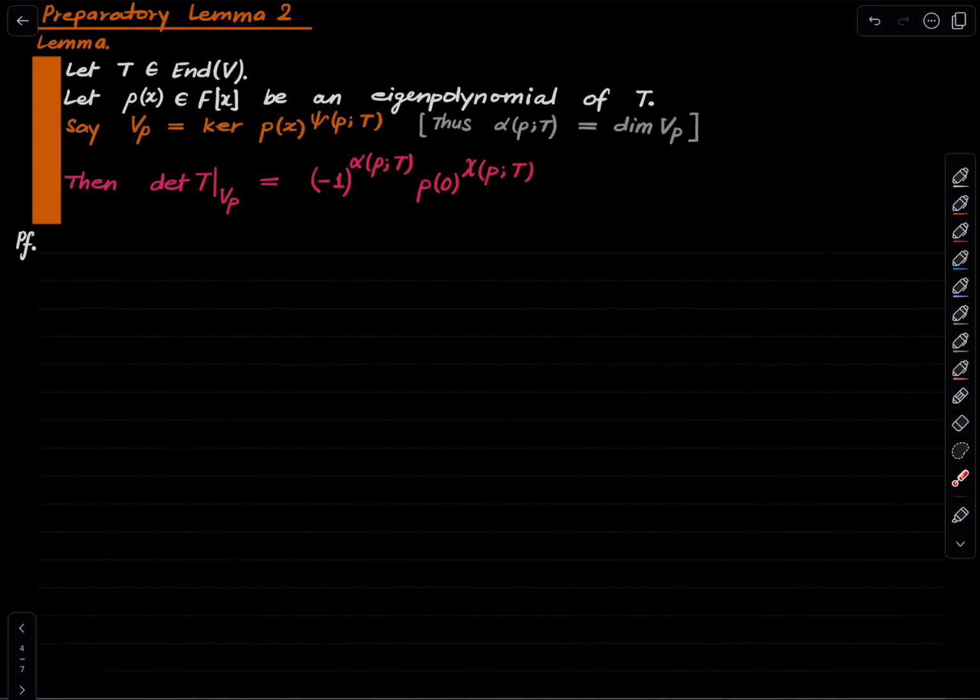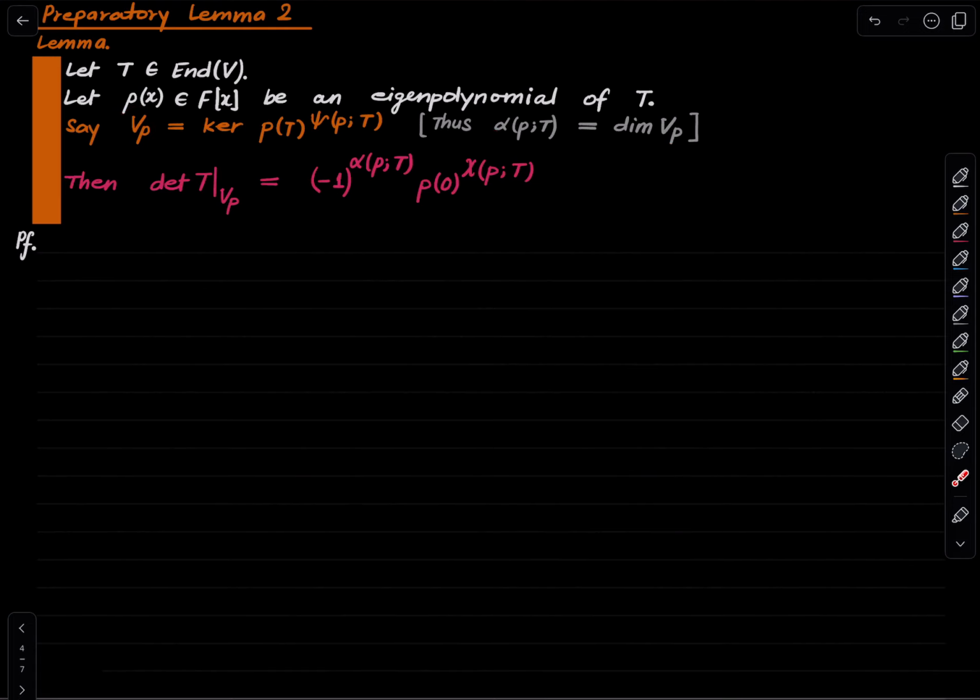So we'll use the previous lemma to get a little bit more powerful lemma. Again, we have an endomorphism on a vector space V. We have an eigenpolynomial of it, call it P(x). And let Vp be the space of generalized polyeigenvectors corresponding to this eigenpolynomial. In other words, Vp is the kernel of P of t to the power saturation exponent. And again, to recall, the algebraic multiplicity of the eigenpolynomial P is the dimension of this Vp.